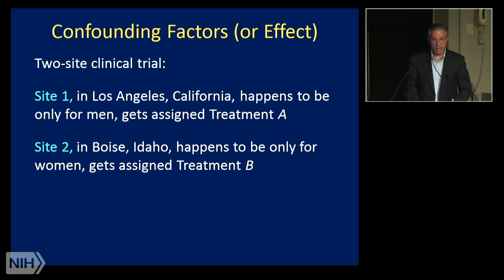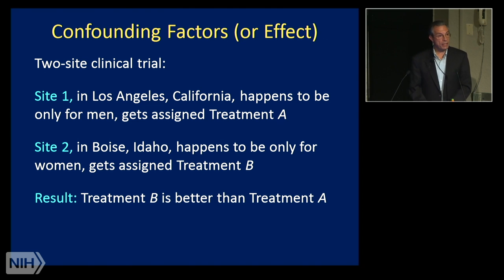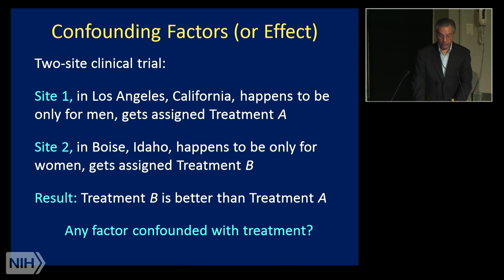Suppose we have a clinical trial with 2 sites. Okay, so site 1 is in Los Angeles, California, happens to be only for men, and gets assigned treatment A. And site 2 is in Boise, Idaho, happens to be only for women, and gets assigned treatment B. We do the trial, we analyze the results, and we find that treatment B is better than treatment A. Okay, so any factor confounded with treatment?